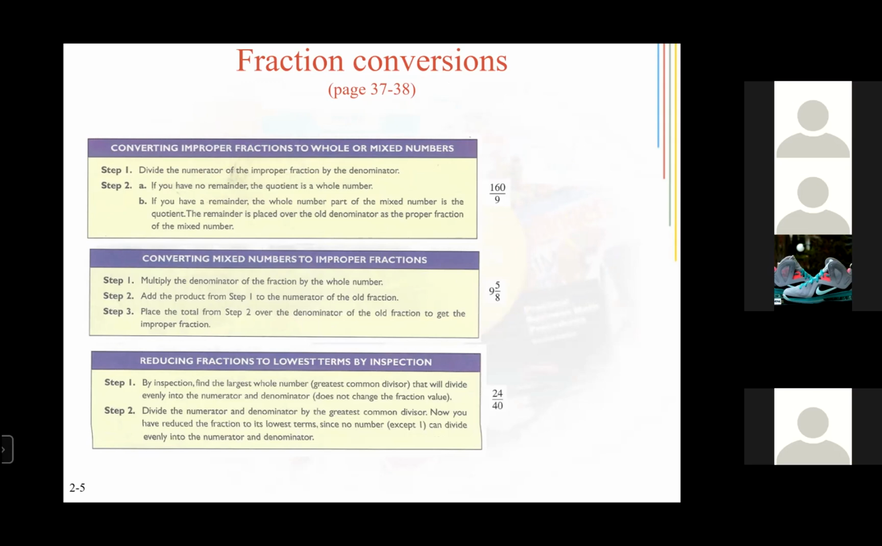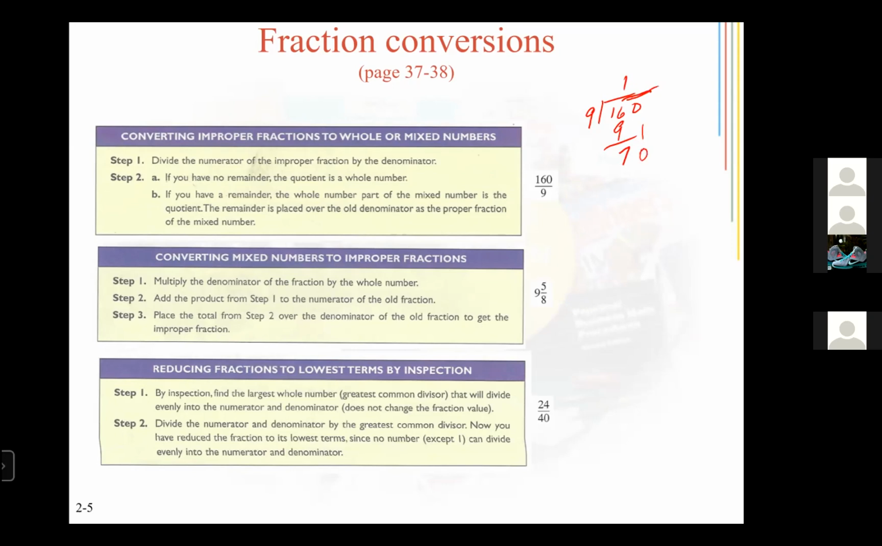So 9 could go into 16 once, giving a remainder of... So when you subtract, you get what now? The remainder is 7. Okay, bring the 0 down. 9 into 70. That is 7, I think. 7 times 9 is 63, 8 times 9 is 72. So it's 7.